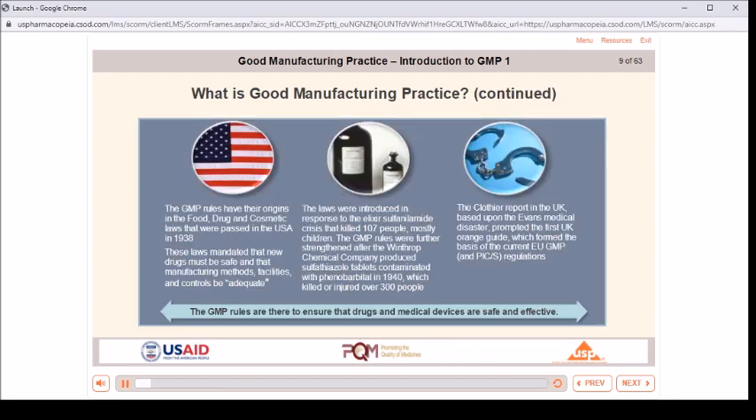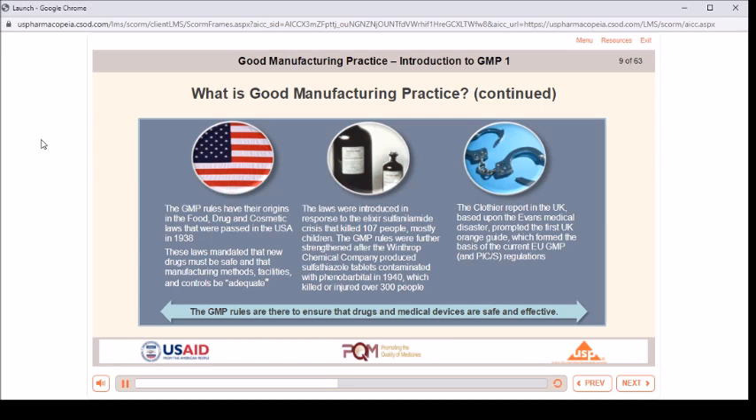What is good manufacturing practice? Continued. The GMP rules have their origins in the Food, Drug, and Cosmetic laws that were passed in the USA in 1938. These laws mandated that new drugs must be safe and that manufacturing methods, facilities, and controls be adequate. The laws were introduced in response to the elixir sulfonilamide crisis that killed 107 people, mostly children.